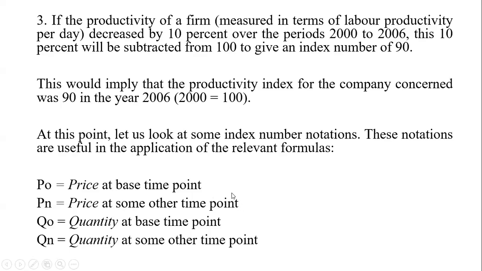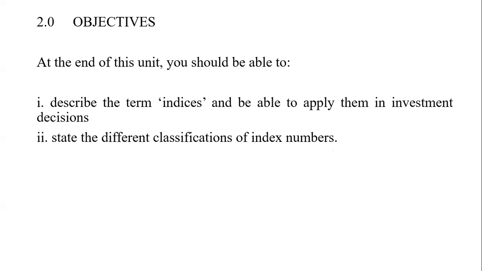I'll be giving you the formulas, but if you don't know what the parameters stand for, you can't use them. So take note. P naught is the price at the base time point. Pn is the price at some other time point. Q naught is the quantity at base time point, and Qn is the quantity at some other time point. You'll be seeing these in the formulas.